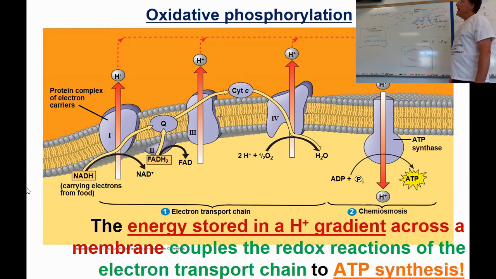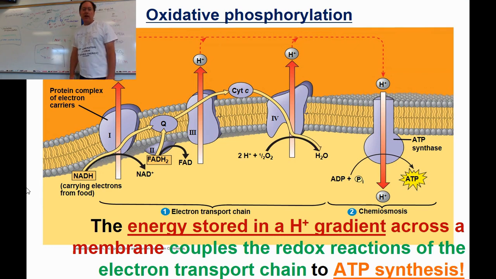The energy stored in an H plus gradient across a membrane couples the redox reactions of the electron transport chain to ATP synthesis. Redox just means reduction, oxidation of all these little proteins that exist in the membrane. I'm going to tell you, you don't need to memorize the names of the proteins. You can always look those up. You're going to see them in the textbook and in the CliffsNotes book and stuff, but don't memorize them.